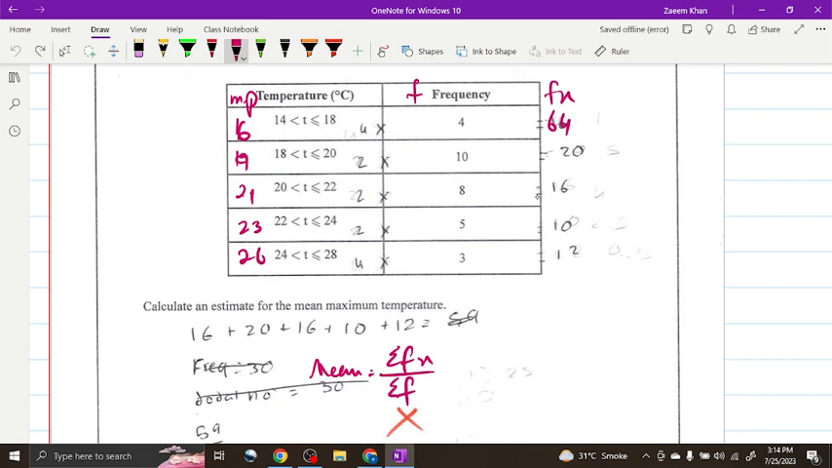10 times 19 gives us 190. What next? 20. 168. So on and so forth. Can you give me the next two values as well? 115. 115 and next? 78. We add all of these together, we get 64 plus 190 plus 168 plus 115 plus 78. We end up with 615. This is the sum of fx.